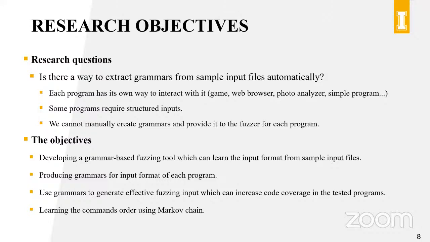So the objective: we are developing a grammar fuzzing tool which can learn the input format from these user inputs, generating grammars from the input format of each program. Then using the grammars to generate effective fuzzing input, which can increase the code coverage in the tested programs. Then learning the command order using a Markov chain.